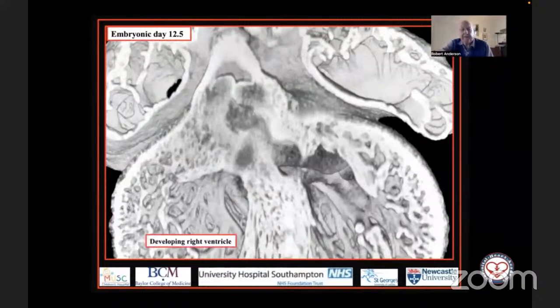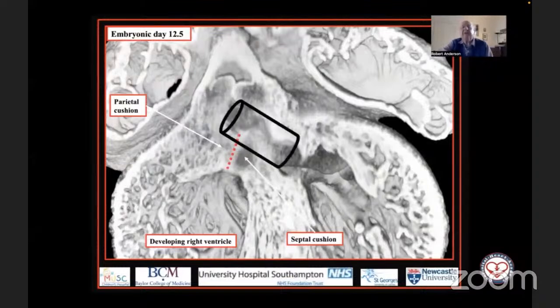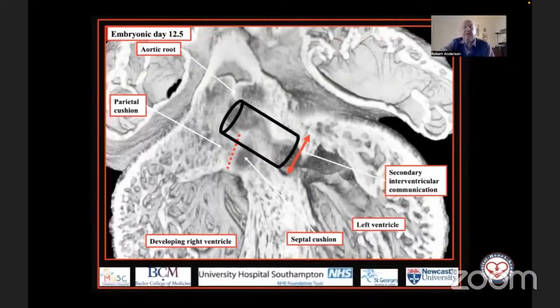So to your left hand, you can see the cavity of the right ventricle, and there in its roof, we see the parietal cushion, septal cushion, and they have fused together. And by fusing together, they have created the tunnel. At one end of the tunnel, we have the aortic root. Through the secondary interventricular communication, at the other end, we have the left ventricle.